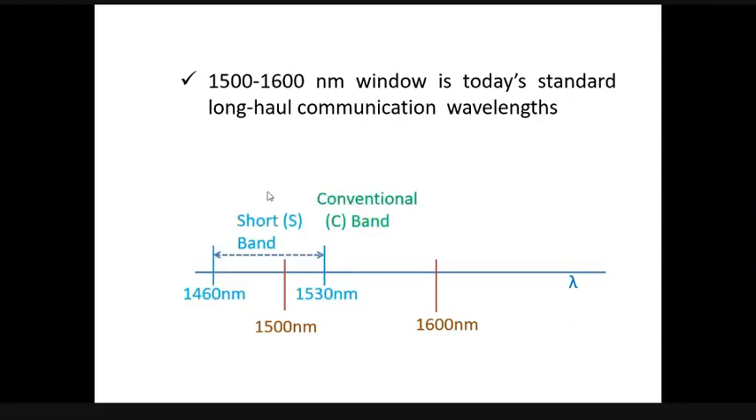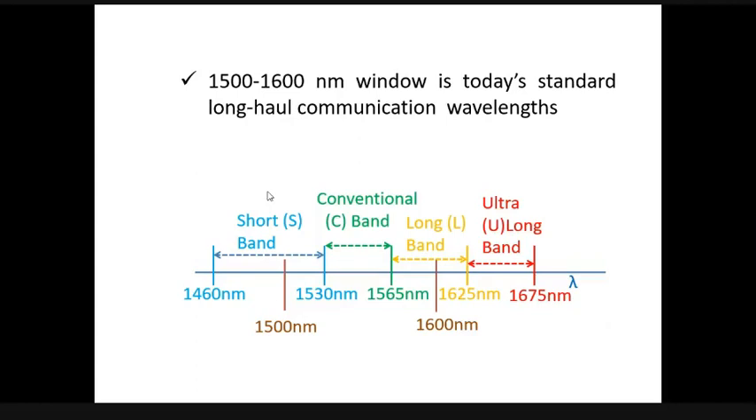For the first band we use 1460 nanometer to 1530 nanometer, and we call it the S band. If we use the operating wavelength in this region, we are using communication in the S band. Another band is 1530 to 1565 nanometer, and we call it the C band, the conventional band. Another band is 1565 to 1625, which we call the L band, generally the long band. And another is the U band, which is 1625 to 1675, the ultra long band. So this is all about the attenuation in the fiber.